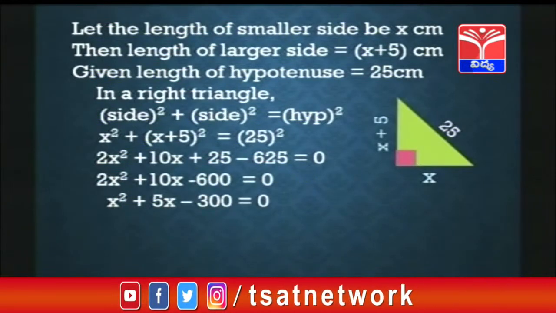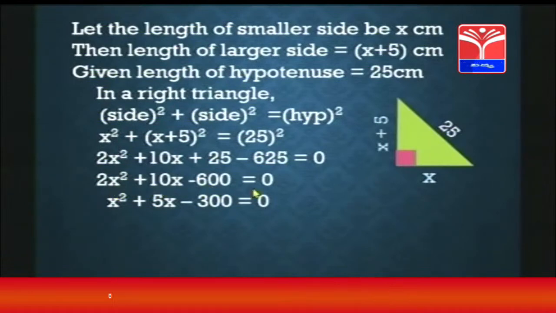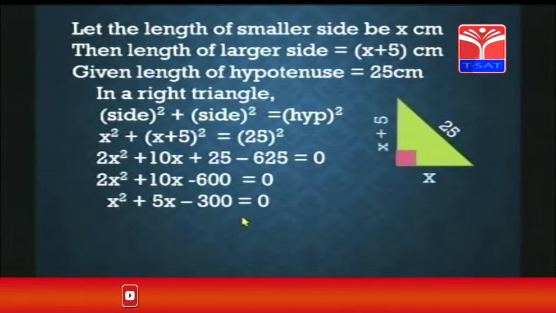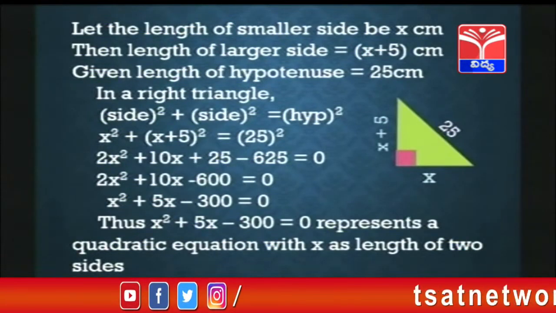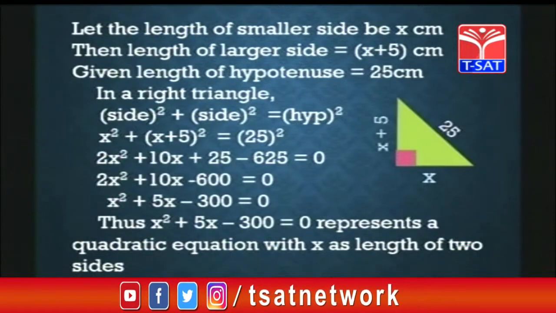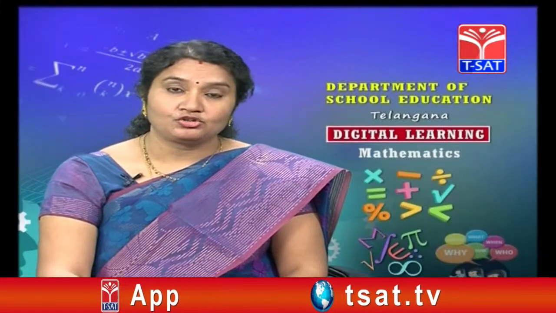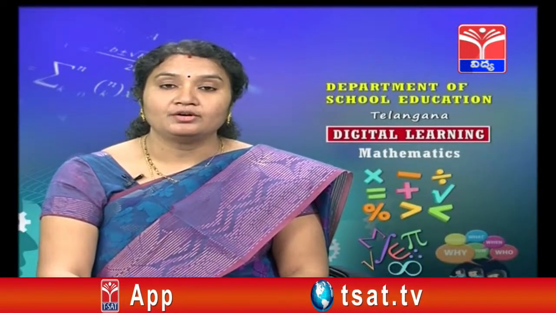Now, what is the equation we are getting? We get 2x square plus 10x minus 600 is equal to 0. Dividing this complete equation with 2, we get x square plus 5x minus 300 is equal to 0. So, thus x square plus 5x minus 300 is equal to 0 represents a quadratic equation with x as length of two sides.